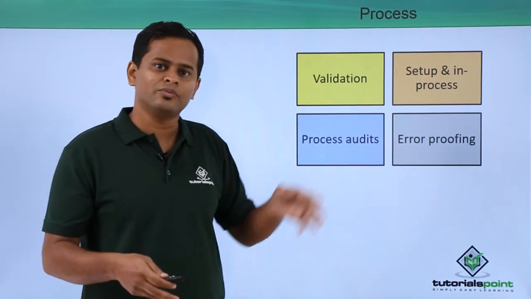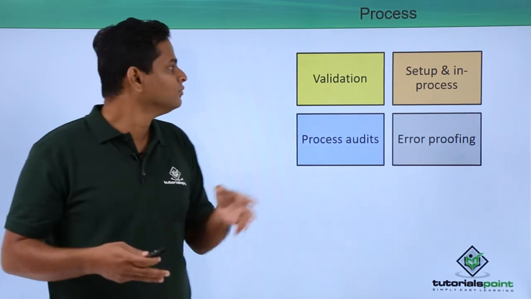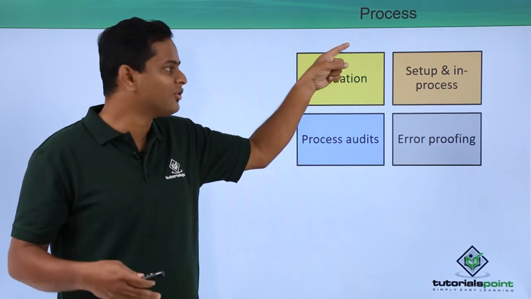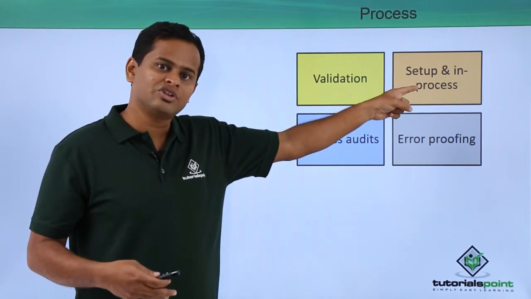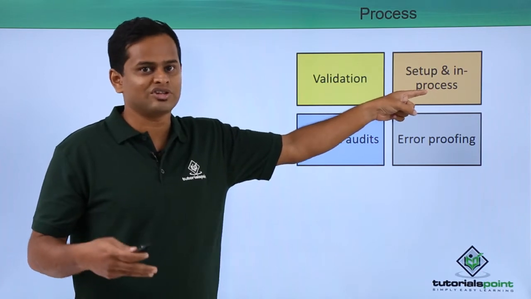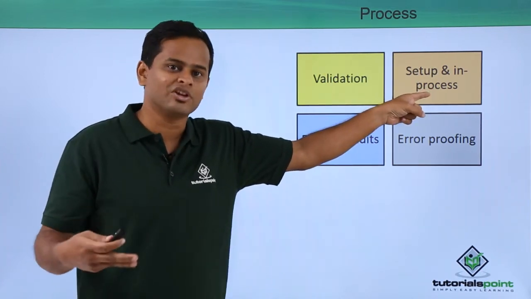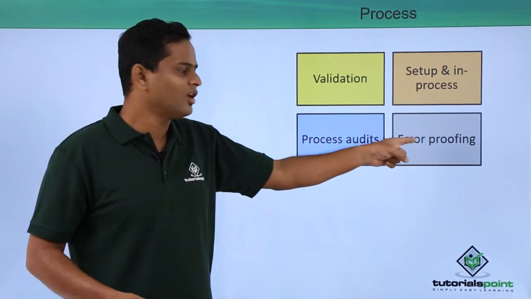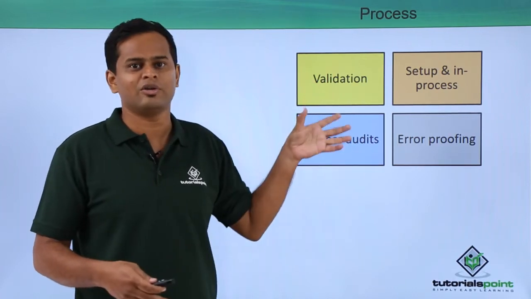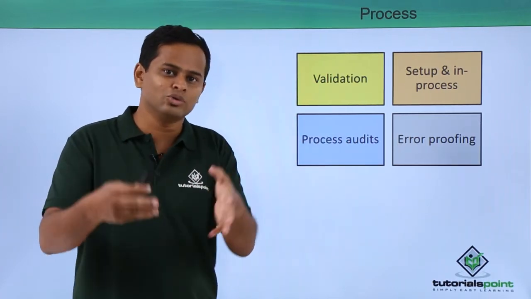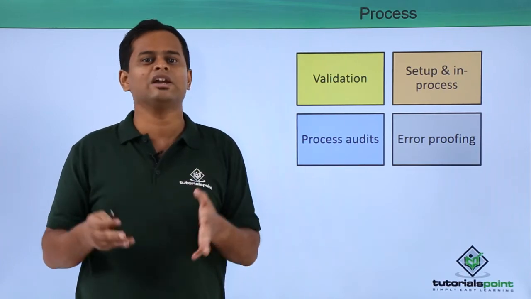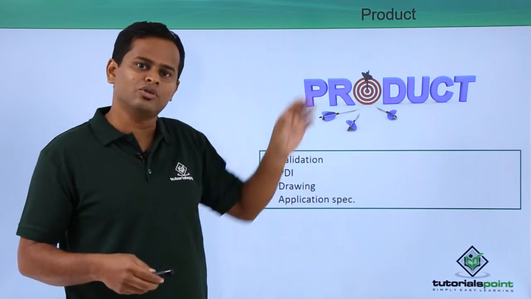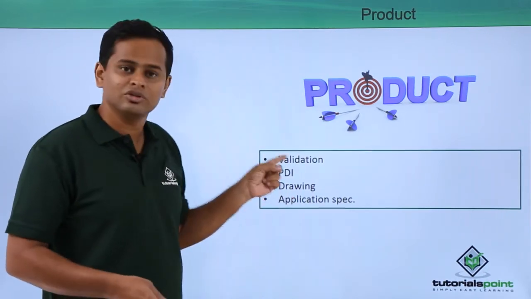From process point of view, we can easily control the quality through proper validation of that particular process which is of interest, through the setup instructions and also through the in-process instructions. Some people also call it patrol inspection. Through the process audits at some regular intervals, and we can also have error proofing for this particular process. So even if we want to, we should not be in a position to make any kind of error during processing.